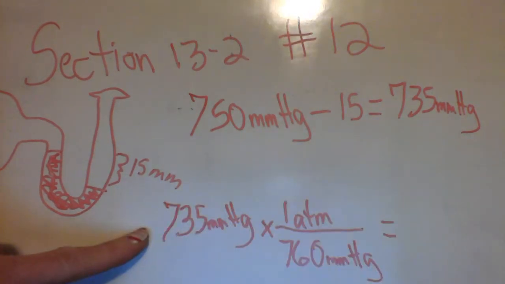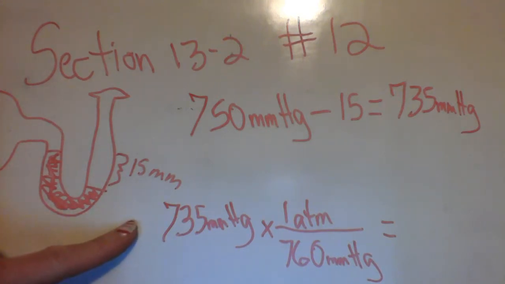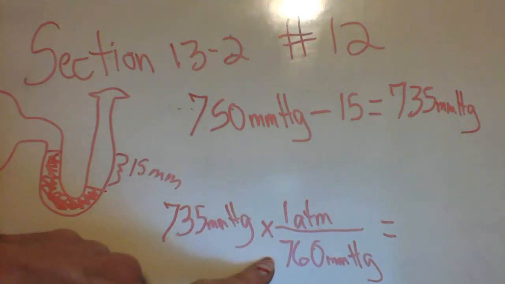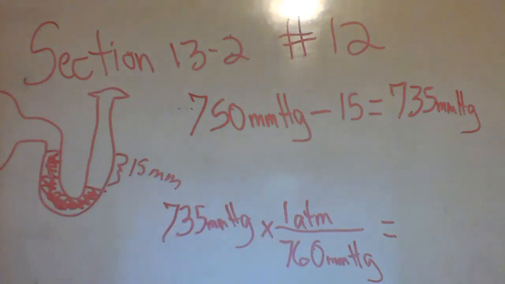Now that we've found that there are 735 millimeters of mercury of pressure inside the container of gas, we need to convert that number to atmospheres since the problem asked us for atmospheres. So we're going to multiply that number by a fraction that has 1 atmosphere on the top and 760 millimeters of mercury on the bottom, since those two are equal according to the data table.